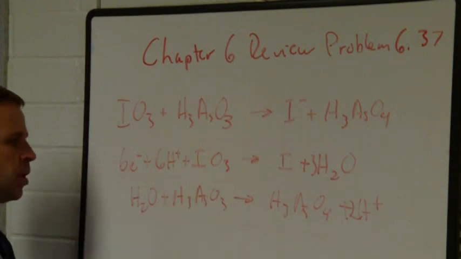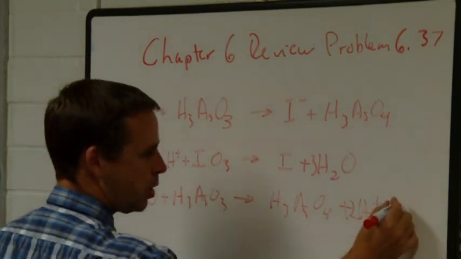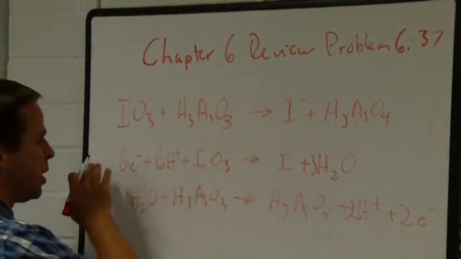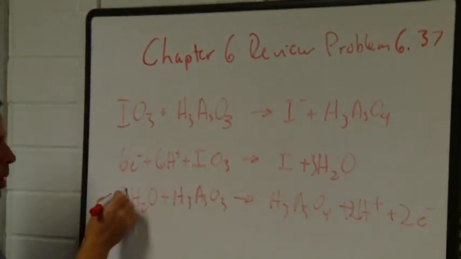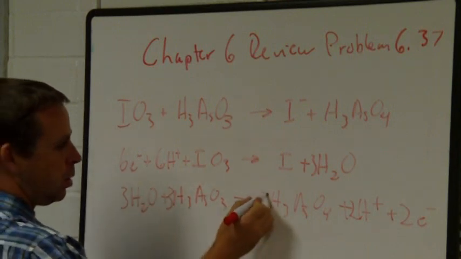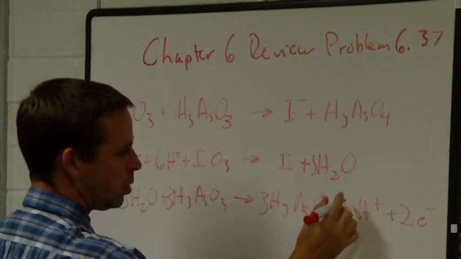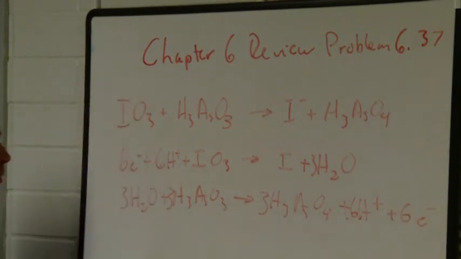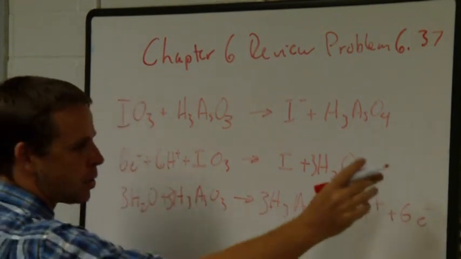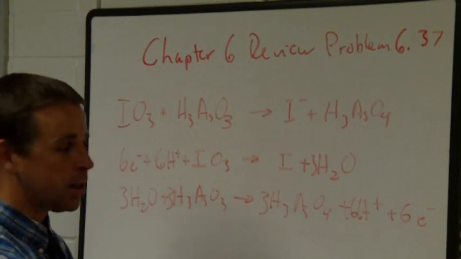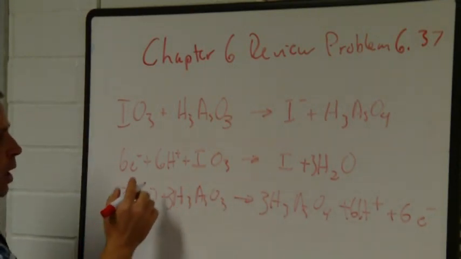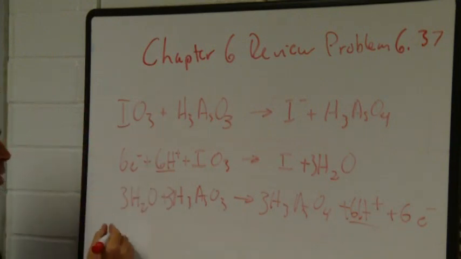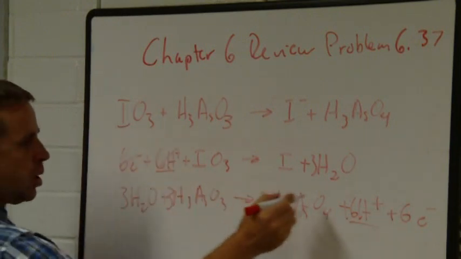Now we need to add electrons to the more positive side, which is right here. All right, so 2 electrons on the bottom, 6 electrons on the top. This one has to be multiplied by 3. 6, 6. Okay, now we can add everything together. I'm not going to write the electrons in because we have seen already that they always drop out. And I also see that there's 6 H pluses here and 6 H pluses there, so I'm not going to write those in either. You can see that they're going to drop out.